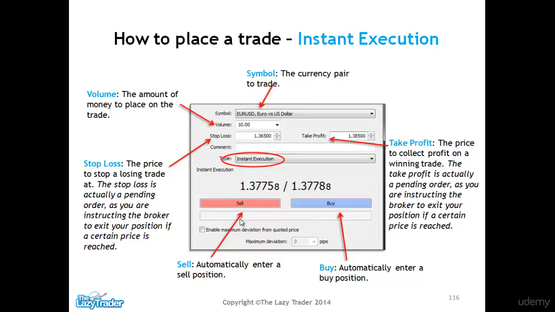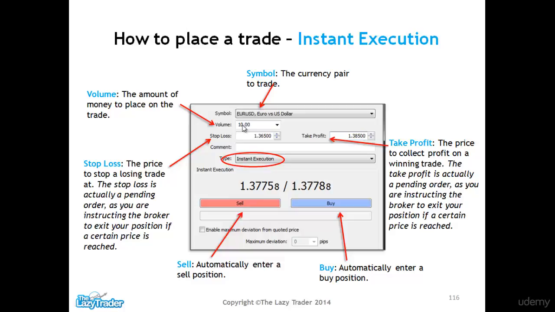Here on this order ticket, as we can see, we've got the symbol. We can always toggle between different currency pairs on this. So if you want to trade something else, you just click on it and you've got the whole list. We've got the volume. This, of course, comes back to trade sizing. You should never risk more than 1% of your trading account.